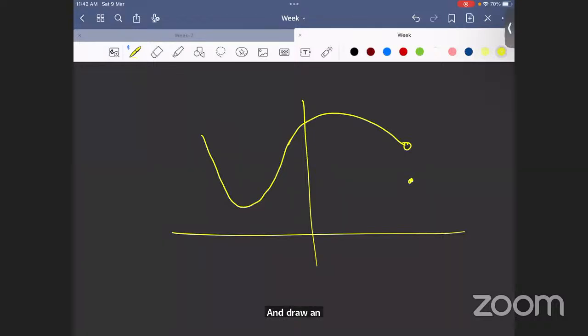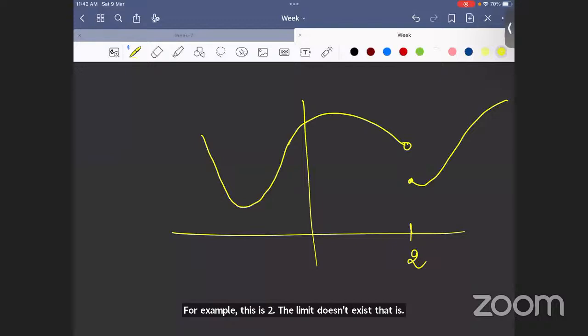Okay, and then it's somewhat like this. Let's, for example, say this is 2. The limit doesn't exist, that is clear, right? But the problem is, if you're coming from 2 minus and 2 plus, both are having a different value. That's why the limit doesn't exist. But you are asking me to give an example where the 2 minus itself doesn't go anywhere. Yes, sir, because that was the statement that brought a confusion to me.